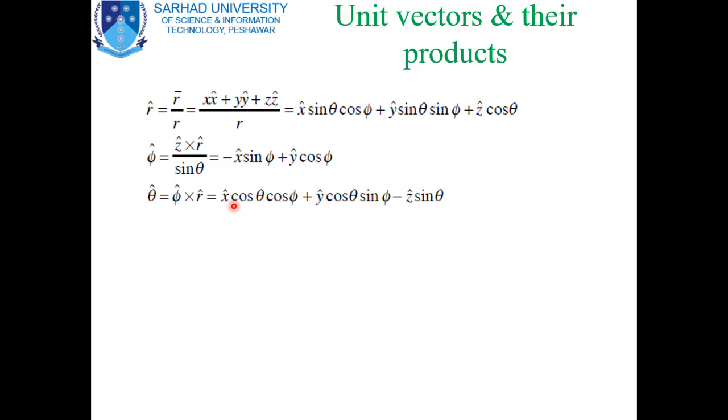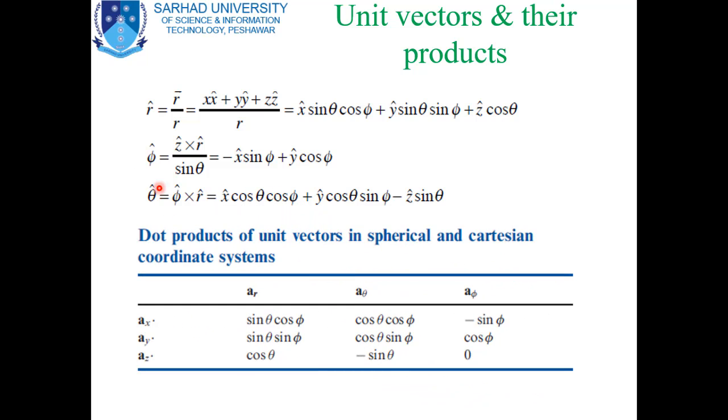And these are the x component, y component, and the z component. Remember that these are unit vectors, and to confirm that they are unit vectors, you have to take their magnitude. If their magnitude becomes 1, you can easily call it a unit vector. And then we have to take the dot product of the unit vectors of the spherical and the Cartesian coordinates.